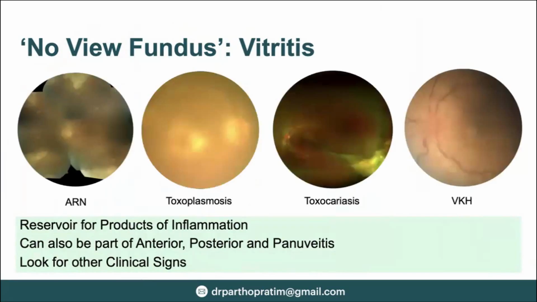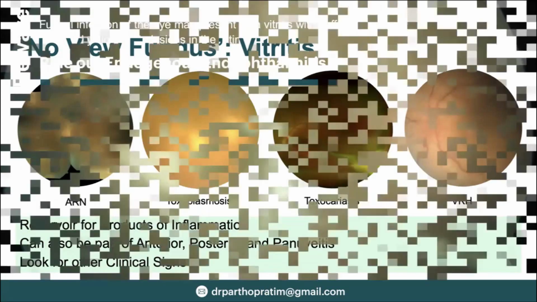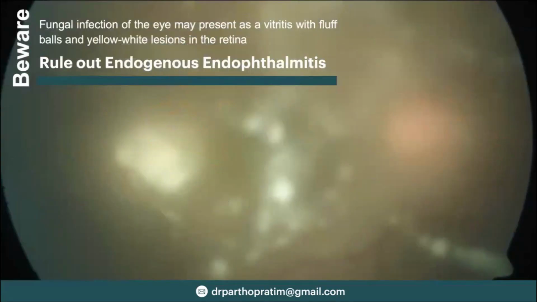For example, a no-view fundus with vitritis can most commonly be seen in acute retinal necrosis, toxoplasmosis, toxocariasis, and VKH. Sometimes you will see that a fungal infection can actually present as vitritis. You have to beware of that, and you need to rule out endogenous endophthalmitis.